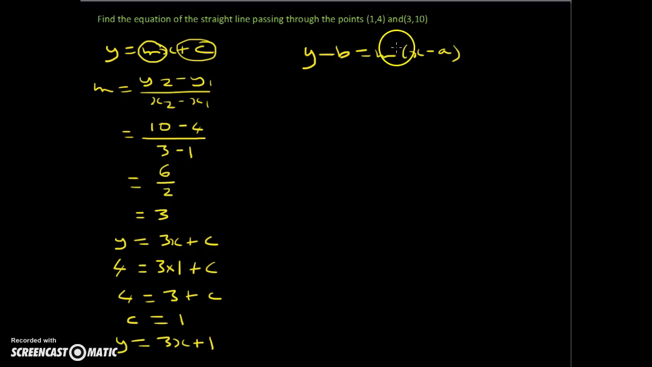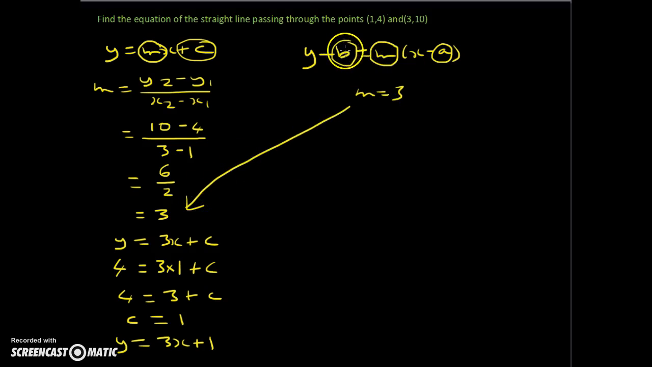In this case, we've got to find the gradient, same as with y = mx + c, but also we've got to have a point (a, b). So we've got to have the gradient and one point. So gradient, we do exactly the same process as here. So our gradient is 3. Exactly the same manner as here. And then, well, we've got a point. So we can choose either of these points. So let's choose (1, 4).